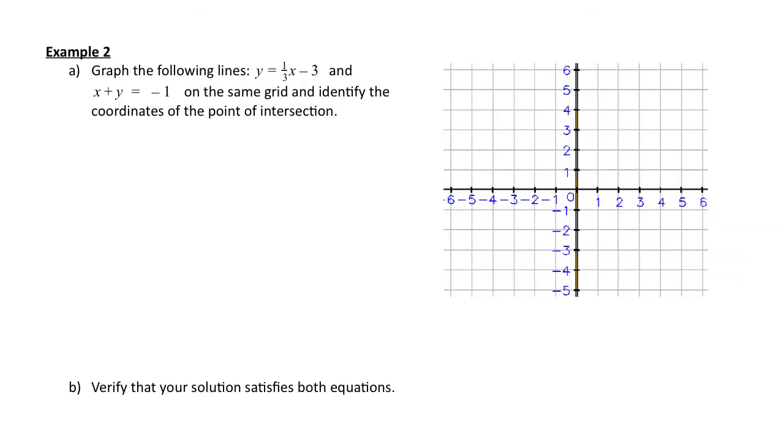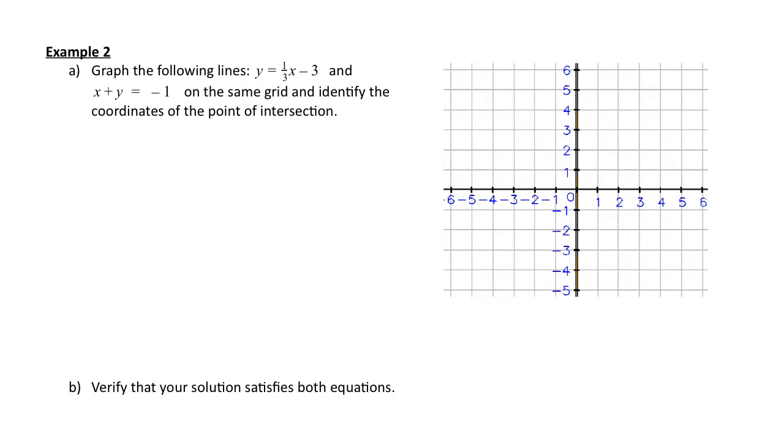In our second example, we're asked to graph the following lines: y equals 1 over 3x minus 3 and x plus y equals negative 1 on the same grid, and identify the coordinates of the point of intersection. And then to follow up, we're asked to verify that our solution satisfies both equations. So this is a good question because it incorporates everything that you should already know about linear equations in slope y-intercept form. It's going to be testing your knowledge of identifying things like slope and y-intercept, seeing if you can plot linear equations using the slope y-intercept method on a Cartesian plane, and then identify a point of intersection.